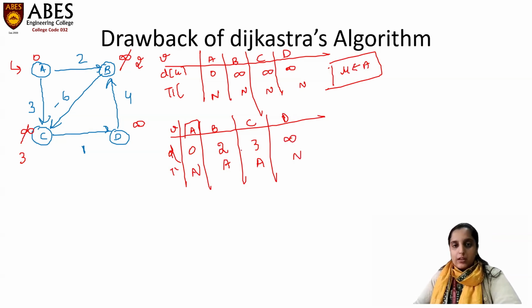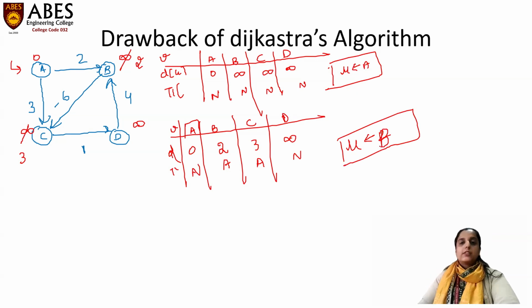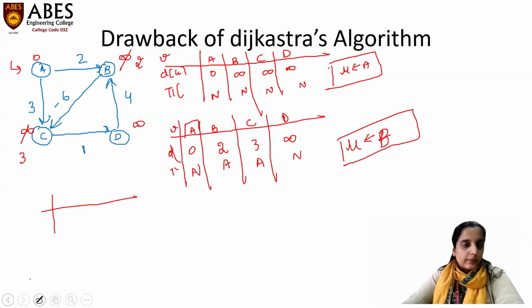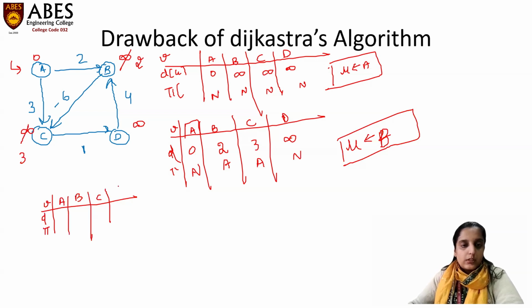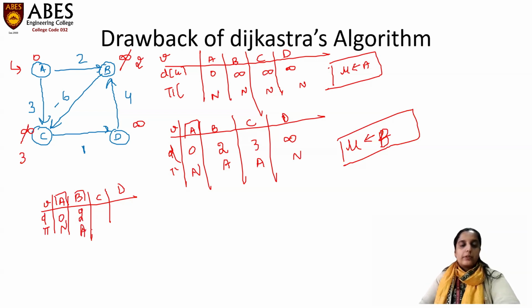Now again, we will extract the minimum, I'm so sorry, we'll extract B. We'll extract B and do the updates on the weight matrix. We'll write B, D, pi, and A, B, C, D. A is already visited, so we'll copy it from here, and we're going to start with B. So we'll copy these values also from the previous matrix. Now let's start exploring B.